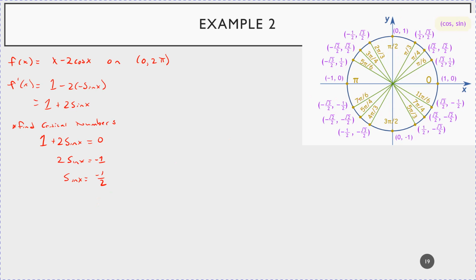So it looks like this happens at 7 pi over 6. And then the other one is 11 pi over 6. Okay, so I got the endpoints and I've got the two critical numbers here. All right, so again, all I'm going to do is take this and carve up the interval and do the same exact procedure.